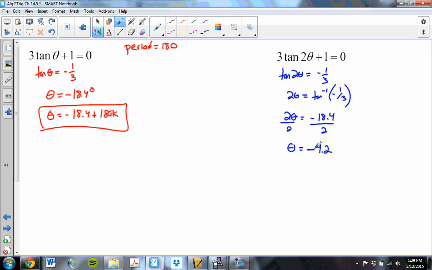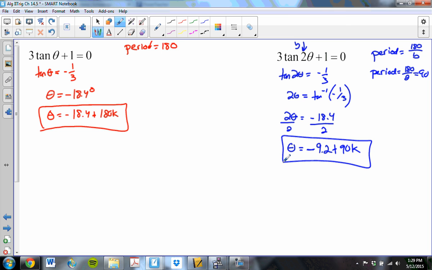But the period of this function is not 180. The period is now 90. Because remember, it's 180 over b. And this is the first time we've had a b value of anything besides 1. So the period is 180 over 2, which is 90. So I would do plus 90k.